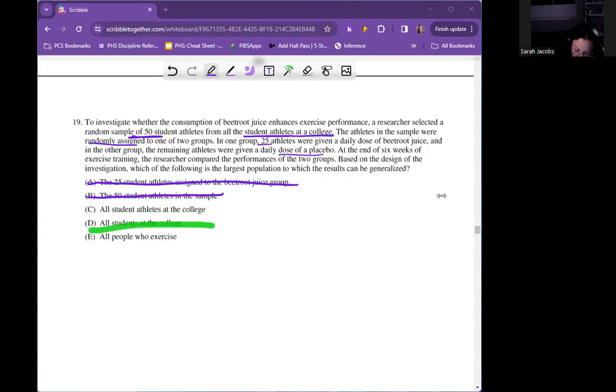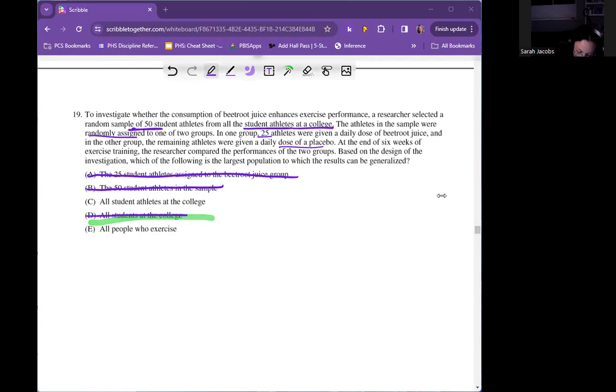All students at the college, definitely not, right? Student athletes are a specific group. They're going to have different habits, different training regimens than all students at a college. So we can't say anything about all students at the college.